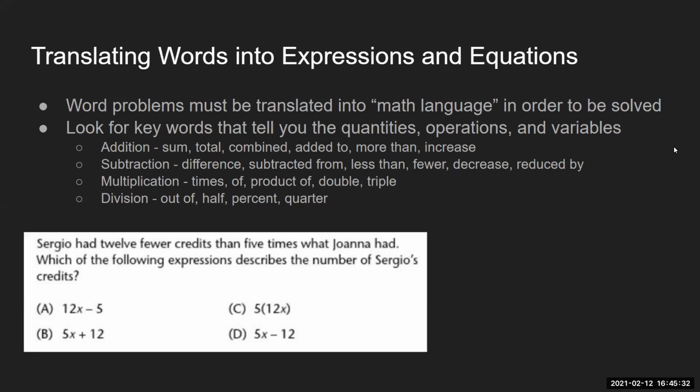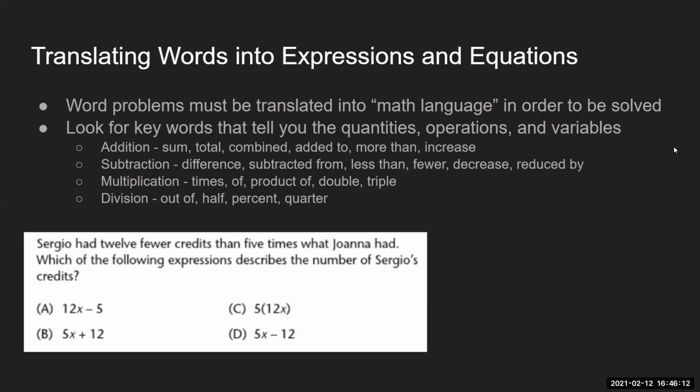Here's another example. Our friend Sergio here had 12 fewer credits than 5 times what Joanna had. Which of the following expressions describes the number of Sergio's credits? These make your brain hurt a little bit when you read them, because it's like, why would you say it like this? It's kind of confusing, but just look at what the problem is telling you. This is typically the first step in any word problem: you have to get yourself some kind of equation with an unknown quantity that you're going to solve for.